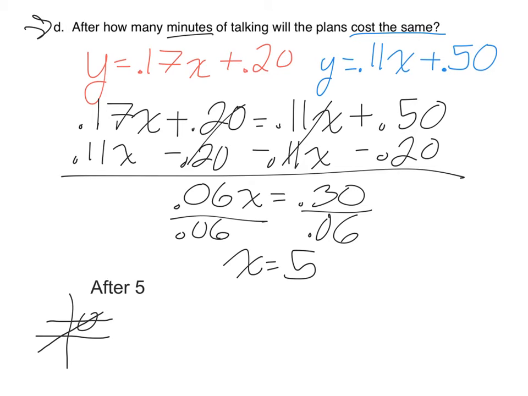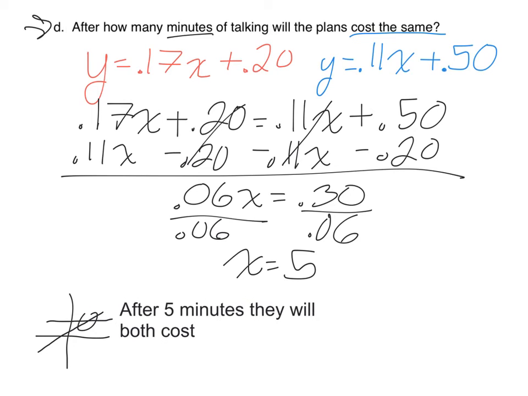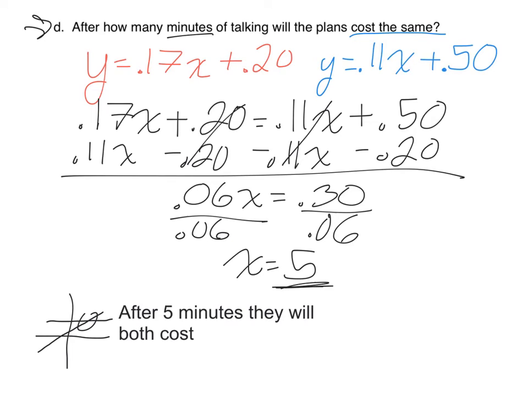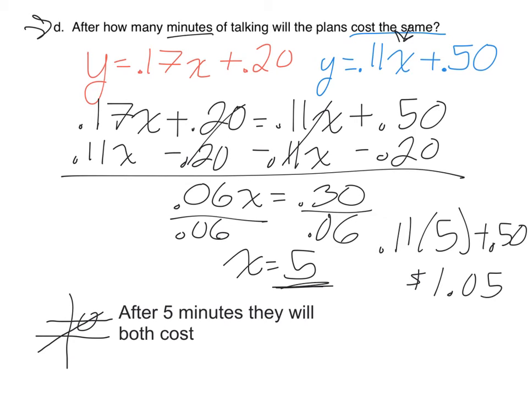After 5 minutes, they will both cost, and if you want to give me a really good answer, you can tell me how much they both will cost, which is real fancy. So let's figure that piece out real quick. So if I take this 5 and I throw it into either equation, doesn't matter which one, we can do 0.11 times 5 plus my 0.50, and I should get $1.05. So they both will cost $1.05.